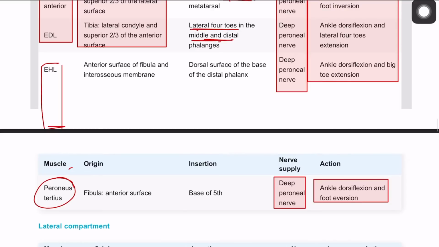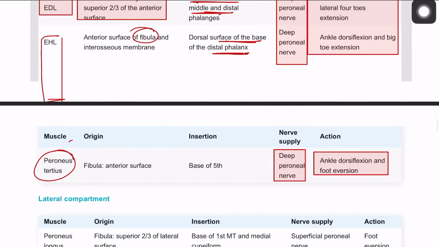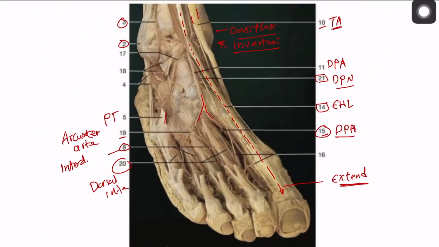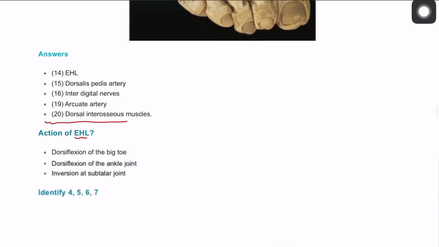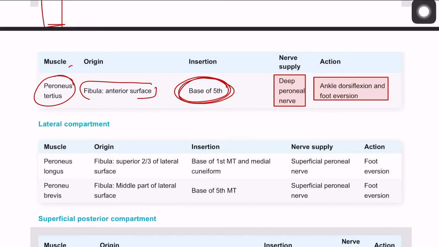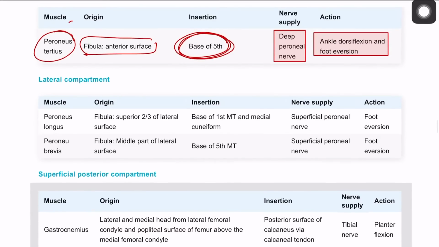On the other side, you have extensor hallucis longus, from the anterior surface of the fibula and the interosseous membrane, inserting on the dorsal surface of the base of the distal phalanx of the hallux, which is the big toe. The peroneus tertius inserts into the base of the fifth metatarsal, as I think we demonstrated multiple times, as you see here. Now you know the origin: it comes from the fibula, the anterior surface of the lower part of the fibula. That's peroneus tertius.